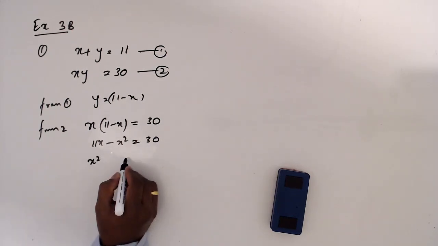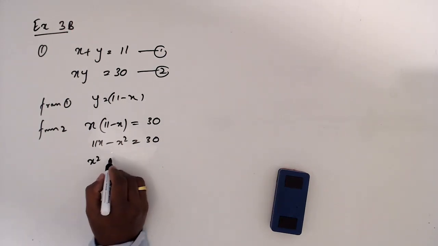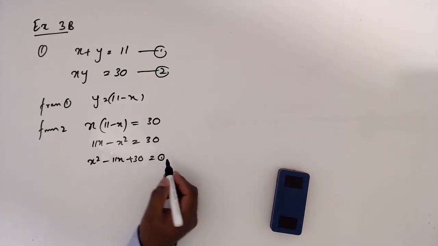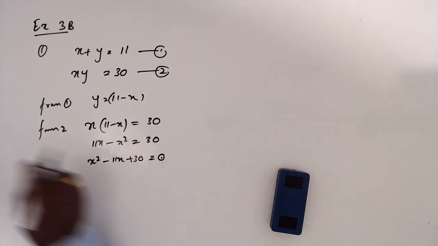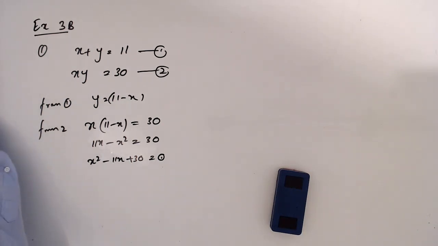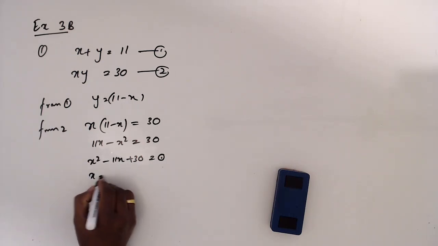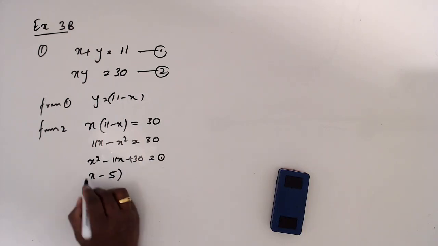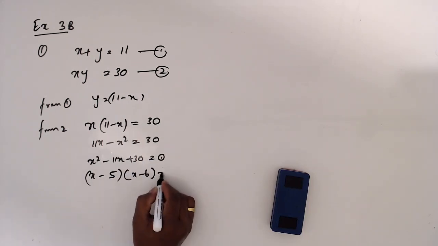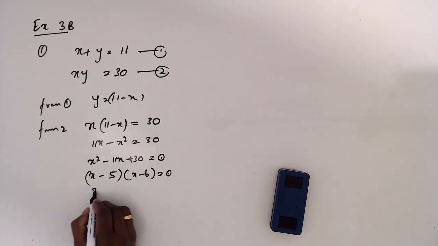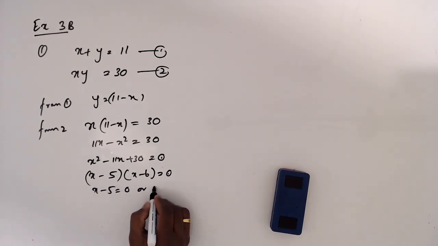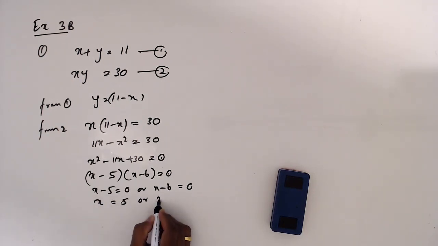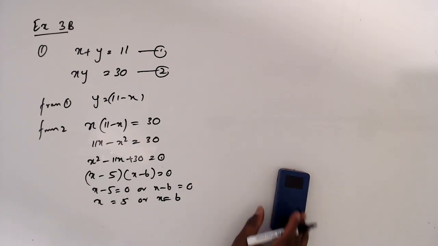Now we can simplify: 11x minus x squared equals 30. Now x squared minus 11x plus 30 equals 0. Now this is a quadratic equation we can solve. So this is (x minus 5) times (x minus 6) equals 0. So x minus 5 equals 0 or x minus 6 equals 0. x equals 5 or x equals 6.